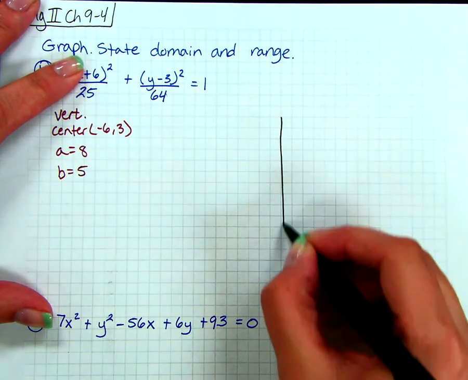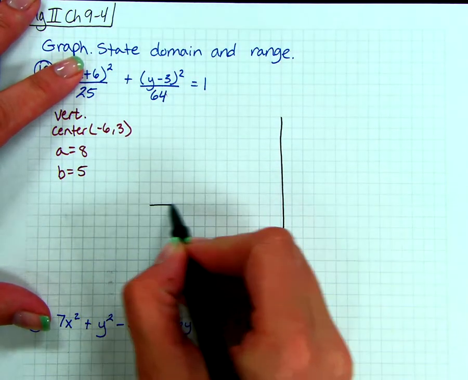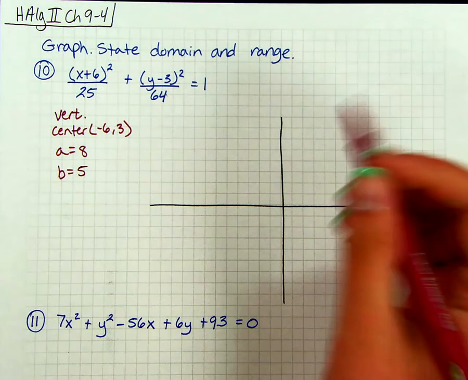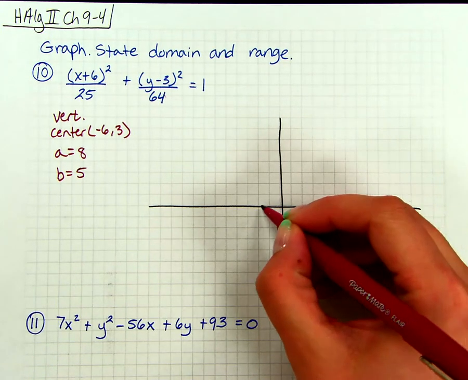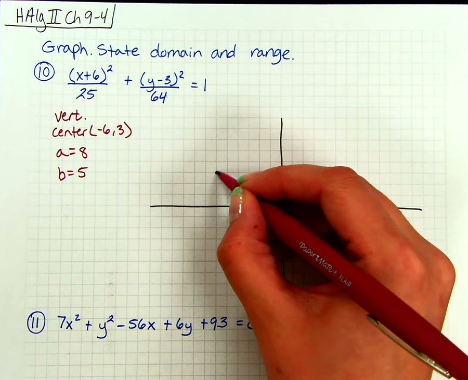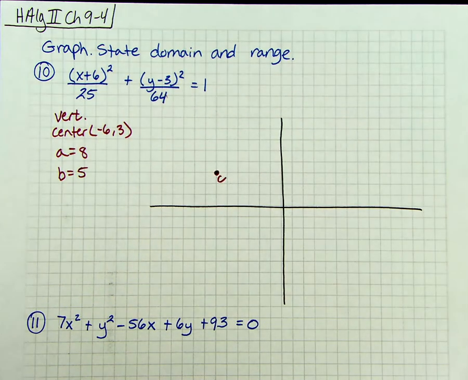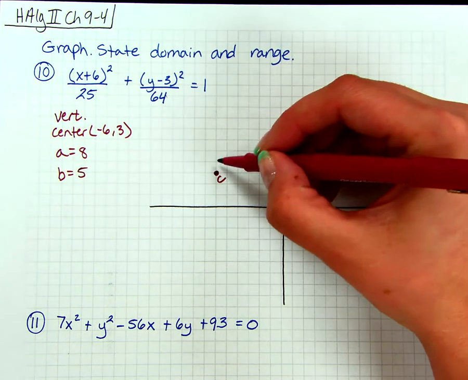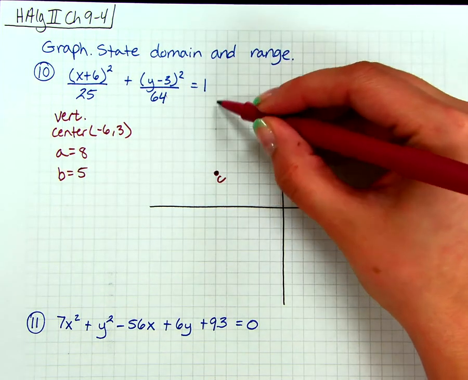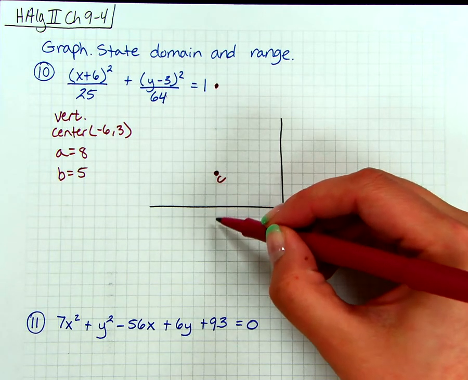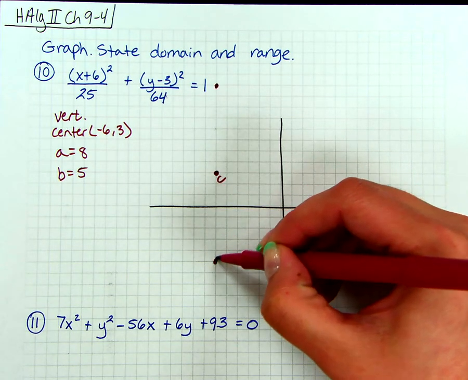So we just make our graph here. We want to start with our center point. So we're going to go left 6, up 3. So 1, 2, 3, 4, 5, 6. 1, 2, 3. So here's our center. And then it's vertical, so from our center, we're going to go up and down our A value. So that's going to be 8. So 1, 2, 3, 4, 5, 6, 7, 8. And then 1, 2, 3, 4, 5, 6, 7, 8.